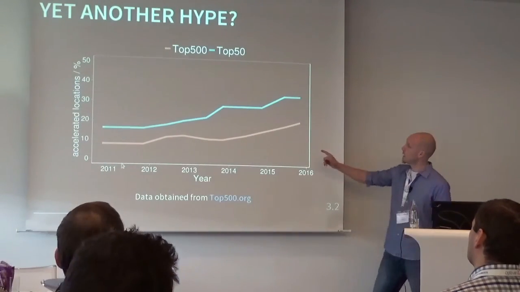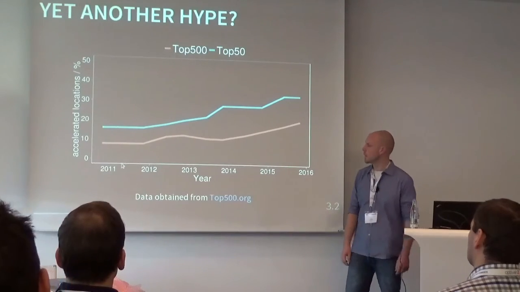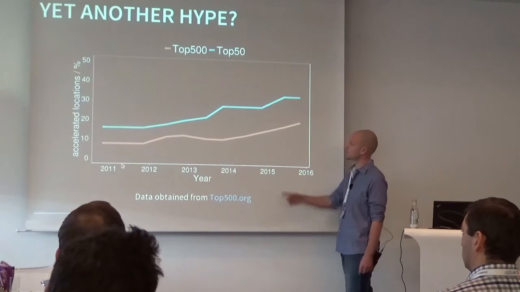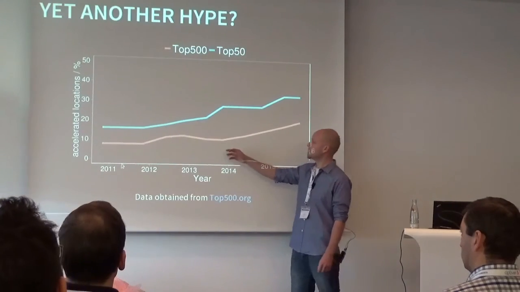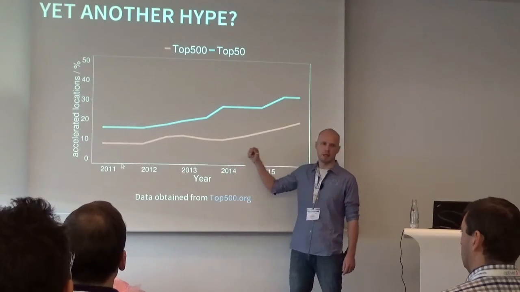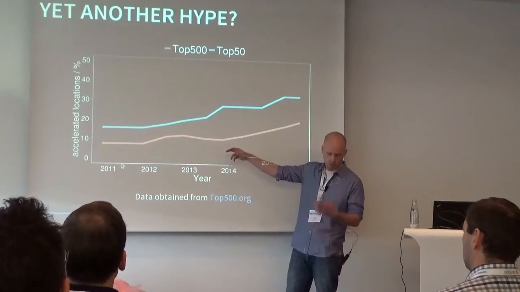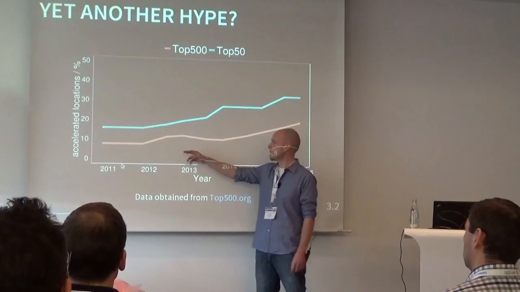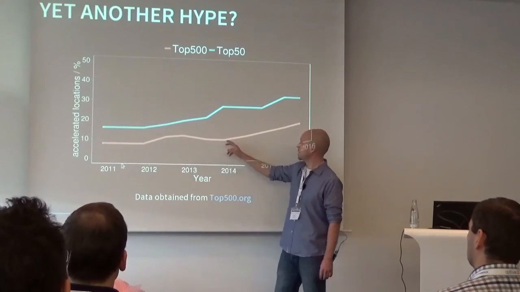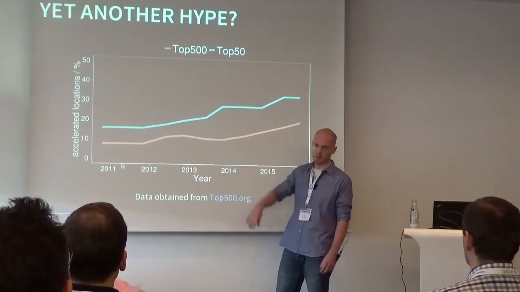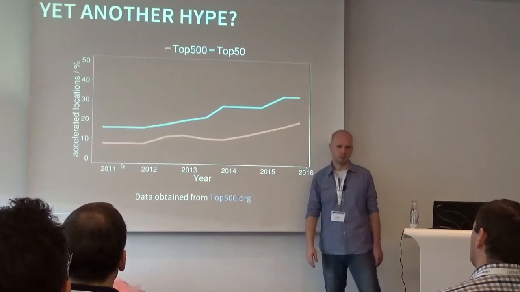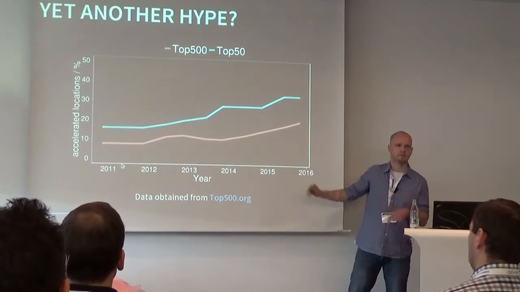I pulled this diagram from the top 500 list. On the x-axis, you see the year. What these colored graphs mean is the proportion of supercomputers that actually use accelerators, be it GPUs, so NVIDIA cards, AMD cards, or the Intel Xeon Phi accelerator. The red line is using the entire list, and the blue line is just using the top 50 installations. So what does this mean?